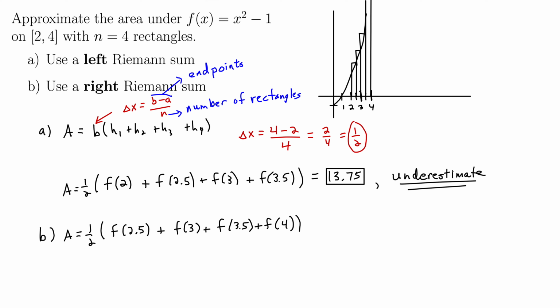Okay, so still have 4 different rectangles, but it's going to give us a much different estimate. Put this thing into a calculator, into a program of some kind, we get 19.75, which is now an overestimate.